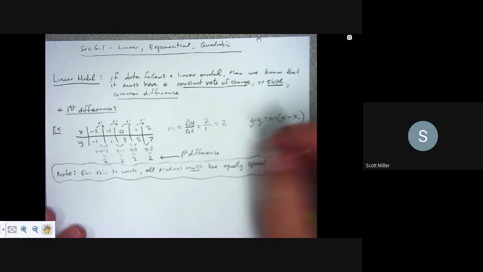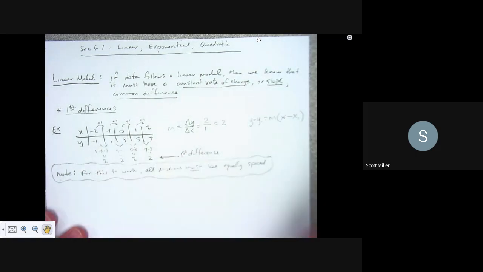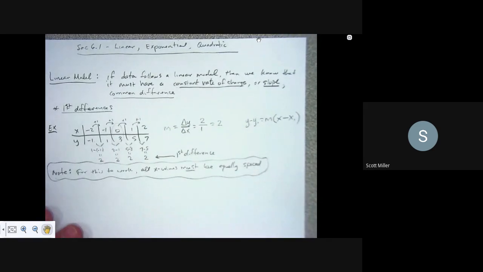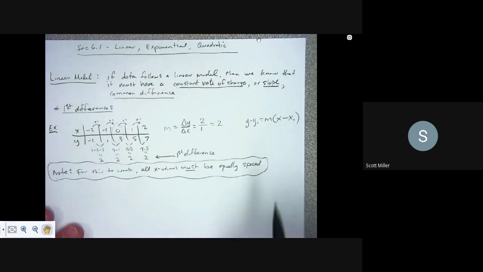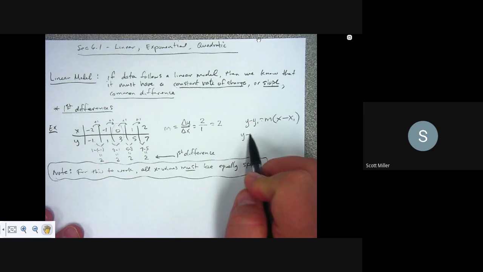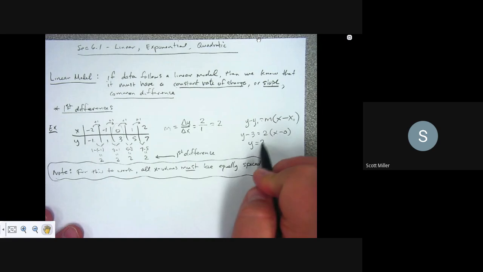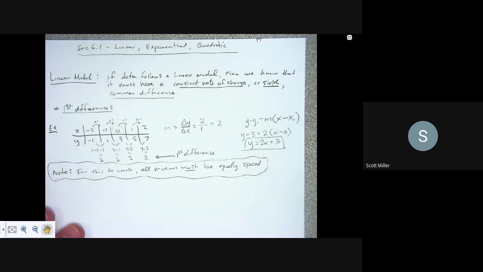This is my slope. This is any point in here, so try and use the 0 point. That's the easiest one. So we can plug in our numbers. Y minus 3 is 2 times x minus 0. And then we can solve this for y very easily and get 2x plus 3. So here is a linear model for this table.